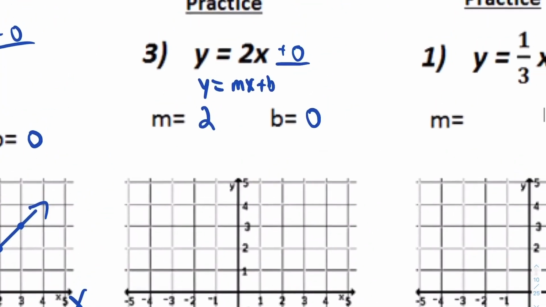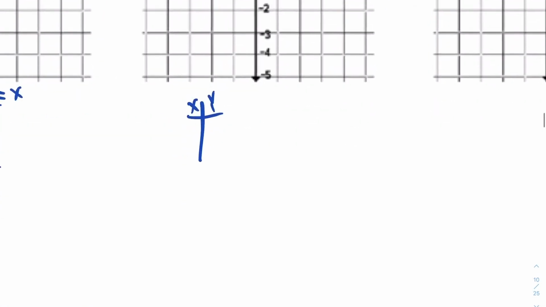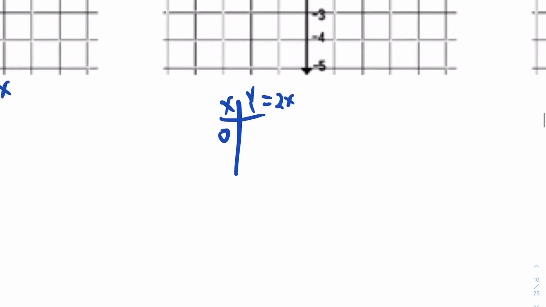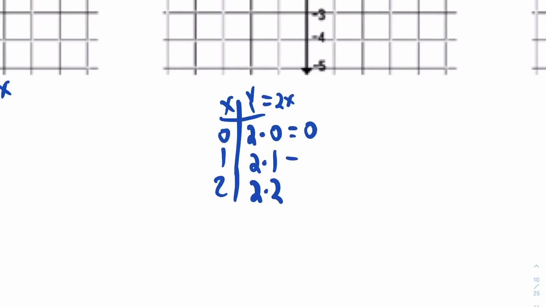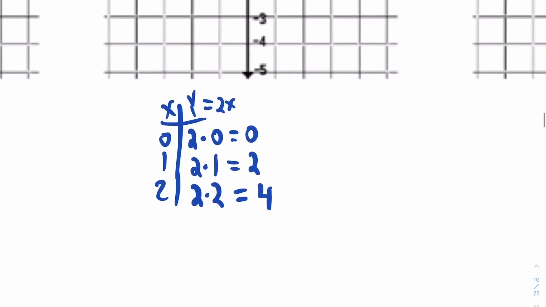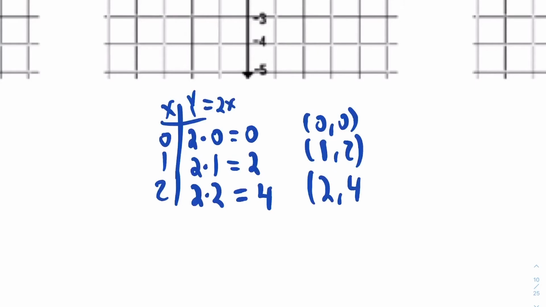But now let's graph number 3. Y is equal to 2x. We get to pick the x's, so I pick 0, 1, and 2. We're going to do 2 times 0, 2 times 1, 2 times 2. For the first answer we get 0, 2 times 1 is 2, and 2 times 2 is 4. So our first 3 points are 0, 0, 1, 2, and 2, 4.